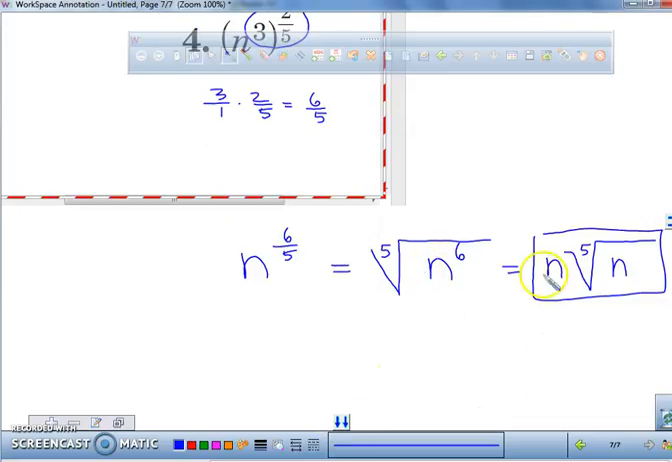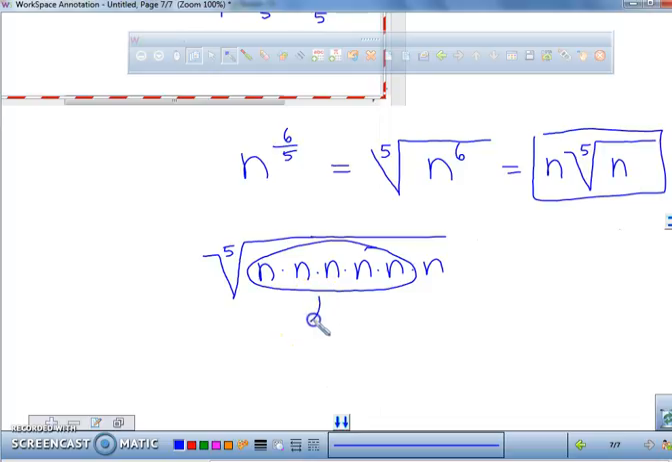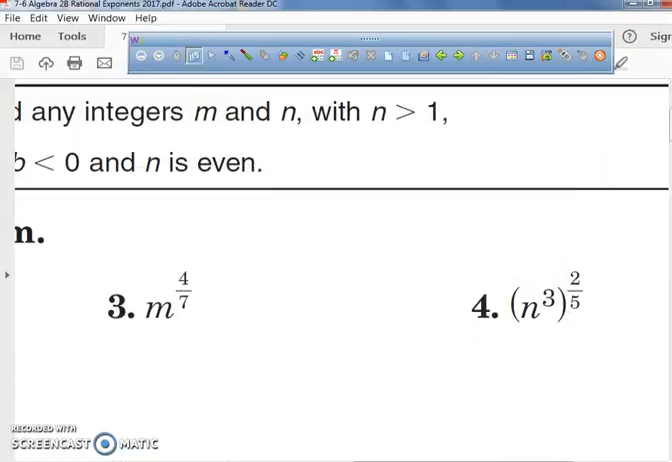Now, if this is a confusing concept, because I care, I'm going to write out what this means. How many times do I have to multiply n to itself? 6 times. I'm so glad this is not like 20. 1, 2, 5, 6. And this index right here lets me know I need to have a group of what? A group of 5, and I only have one group of 5 that can come out. That's why the n is on the outside. All right, let's go ahead and move on.